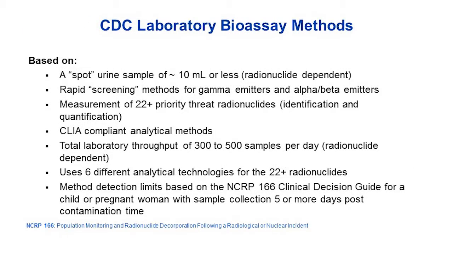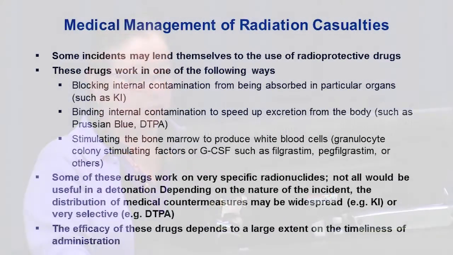Now, certainly, that can take a toll on all the laboratories. The good news with our method is that unlike most traditional bioassay methods, we don't need a 24-hour urine sample, but just 10 ml. So you laboratorians must be happy to hear we don't need to wait and collect that large sample. We have some rapid screening methods for gamma as well as alpha and beta emitters. We can do 25 plus priority threat radionuclides. It's CLIA compliant. Unfortunately, the throughput is only 300 to 500 samples per day. And if anybody's interested, we can put you in touch with Dr. Robert Jones, who runs the laboratory.